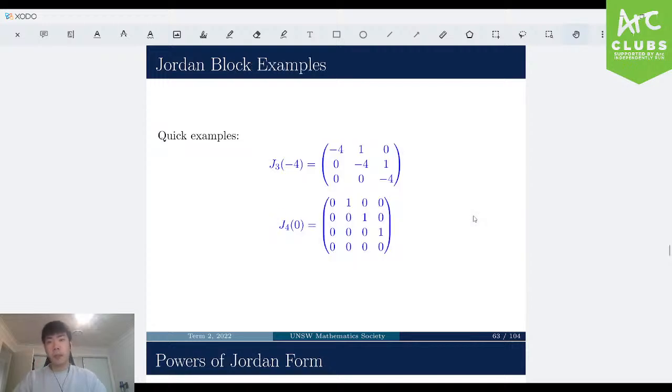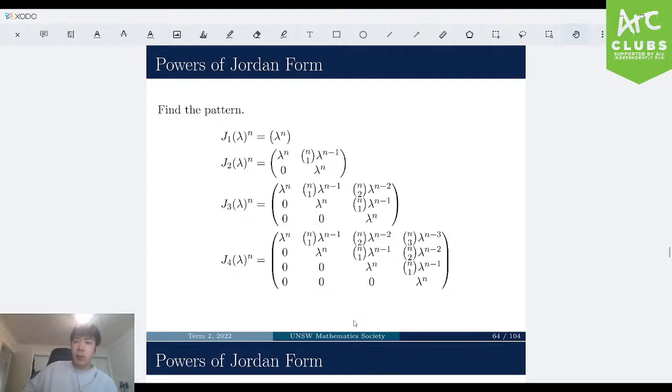Okay. So let's have a look at some examples of Jordan blocks. This one here is a Jordan block of size 3 with eigenvalue -4. Okay, so it would be a 3 by 3 matrix with -4 down the diagonal, and then a 1 above each one of those eigenvalues. This one here is a Jordan block of size 4. This isn't, I guess you can call it an eigenvalue or not, but just a value in the middle being 0. So you can see zeros on the diagonal, and then 1s on the super diagonal. Okay.